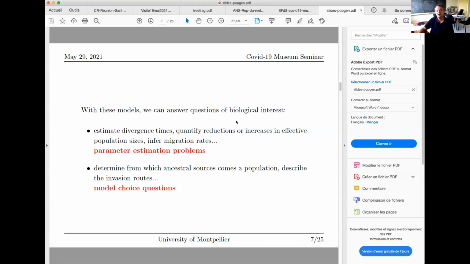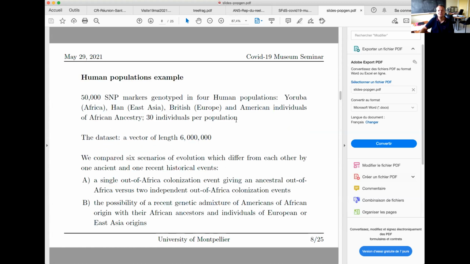With this model, we can answer different types of biological questions: estimate divergence times, quantify a reduction or increase in effective population size, infer migration rates. These are parameter estimation problems. And there is another class of problems more concerned with model choice, which is, for instance, determining from which ancestral source a population comes, or describing routes of invasion.